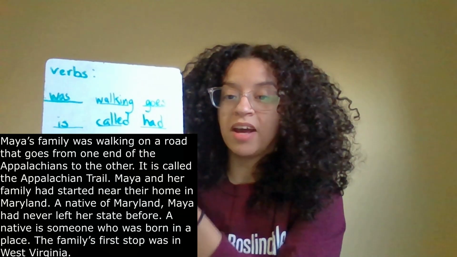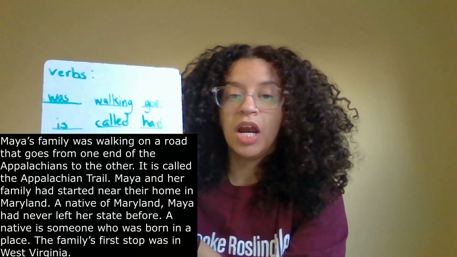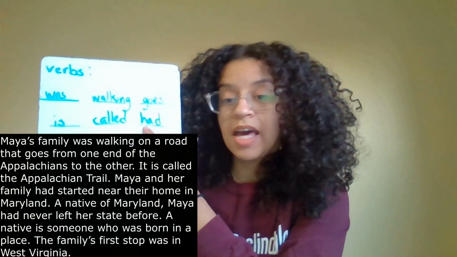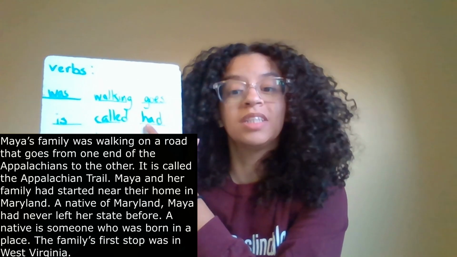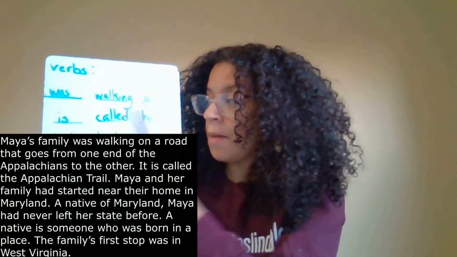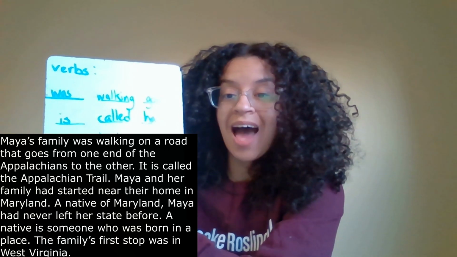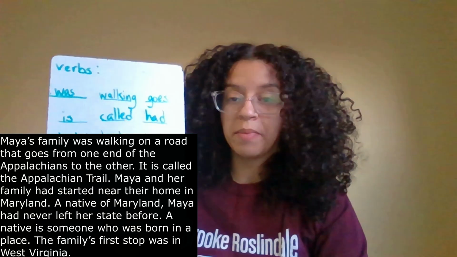In the next sentence, Maya and her family had started near their home. "Had" is a being verb that isn't on our list, or is a type of verb that isn't on our list. But "started," so to start, is an action. Near their home in Maryland.